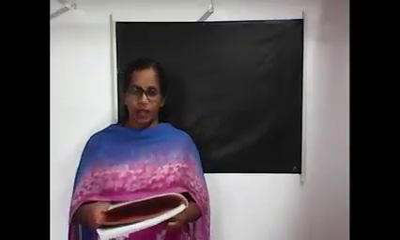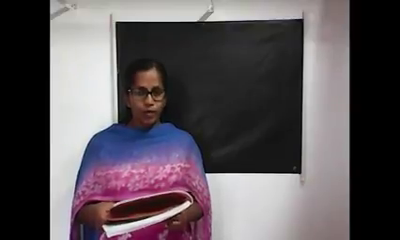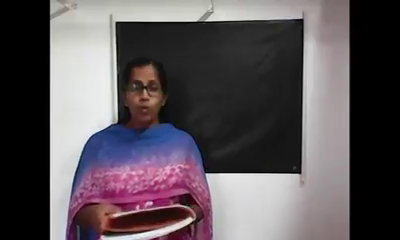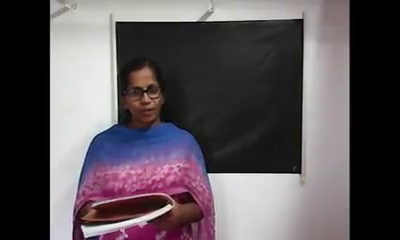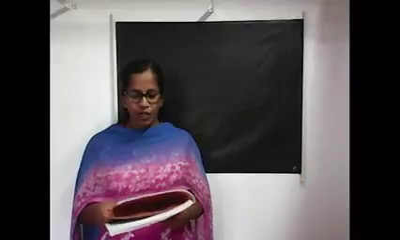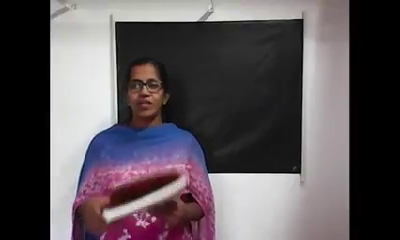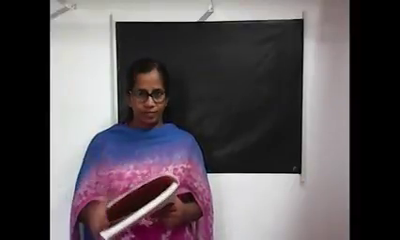First one: which food item is liked by most of the students? By looking at the number of pictures, you can answer this question. What is the question? Which food item is liked by most of the students? So look into the data given. Pizza. How many students like pizza? 1, 2, 3, 4, 5, 6 pictures. That means 6 students like pizza.